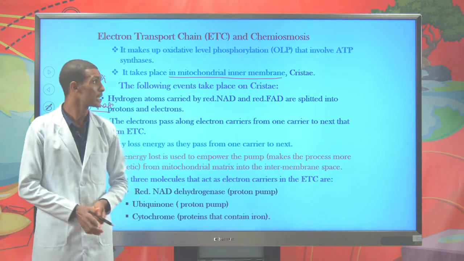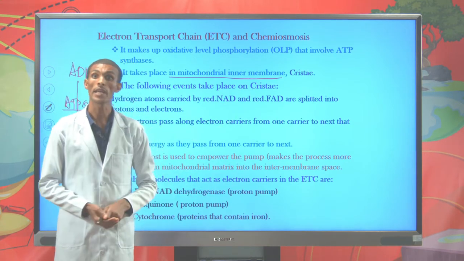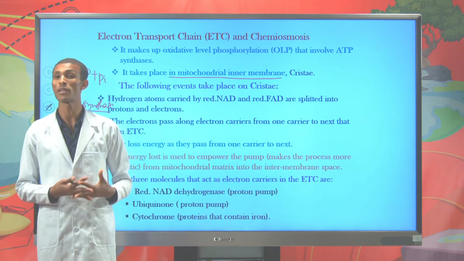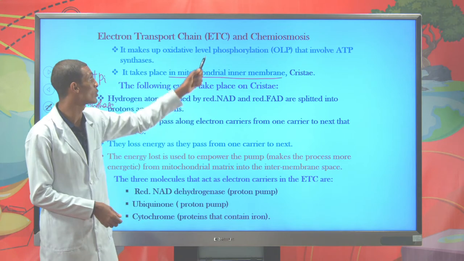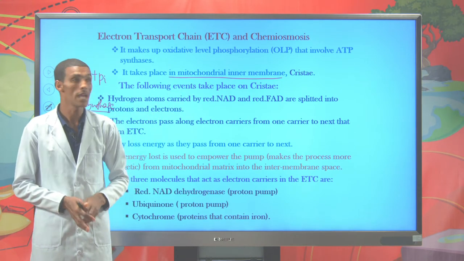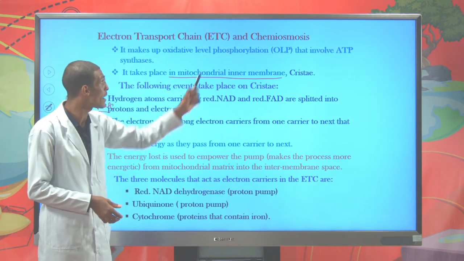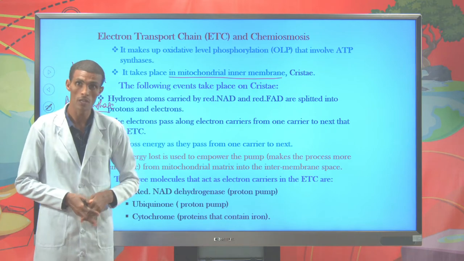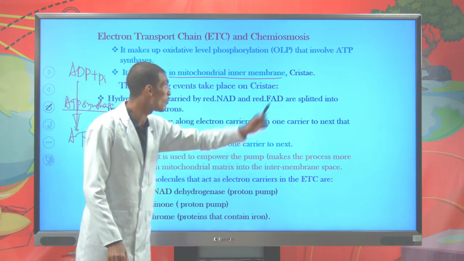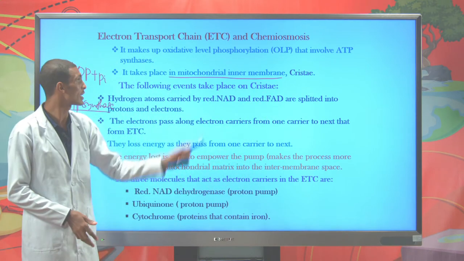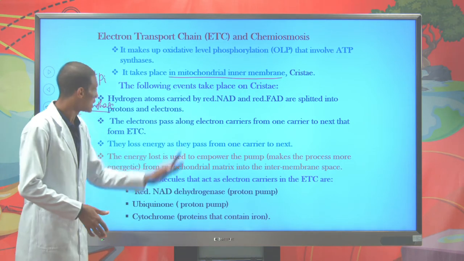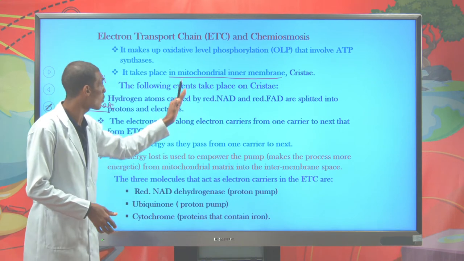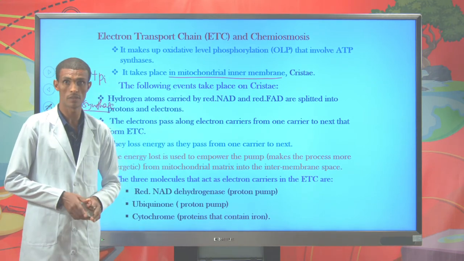Very good. The cristae are very important in increasing the surface area of the mitochondrial inner membrane to produce a great deal of ATP during this process. A great deal of ATP is produced by oxidative phosphorylation because of the surface area of the cristae, which increases the surface area of the mitochondrial inner membrane. The following reaction takes place over the surface of the cristae.